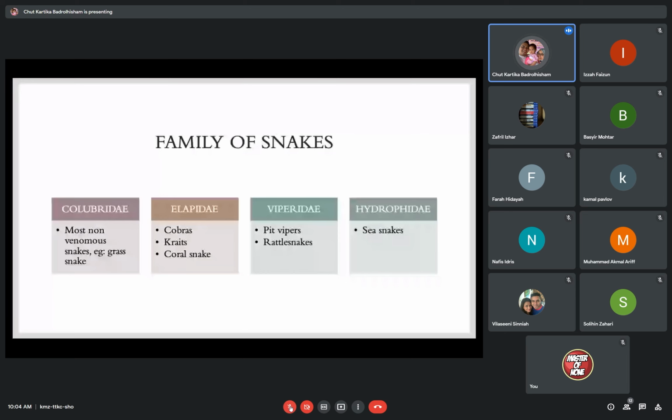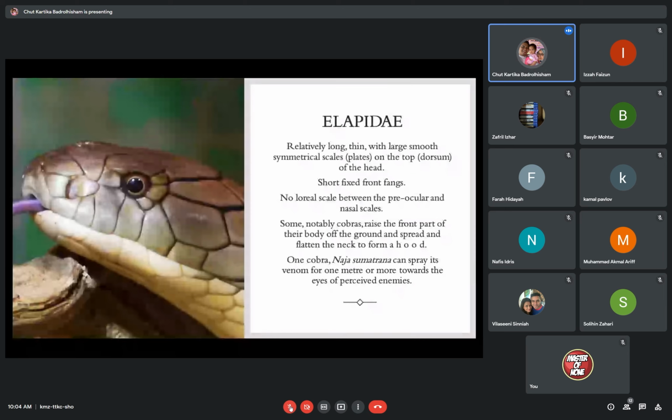Okay. Elapidae are characterized by being long, thin with large, smooth, symmetrical plates on top of the head. As you can see here in the picture, the top of the head is flat. They have short front fangs and no loreal scale. If you look at the eye, between the preocular and nasal scale, there is none. Later when we compare with Viperidae, they have a loreal pit in between the nasal scale and the preocular scale.